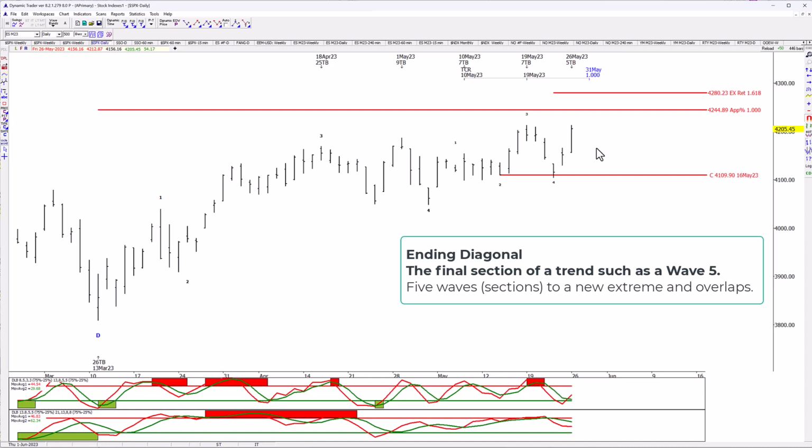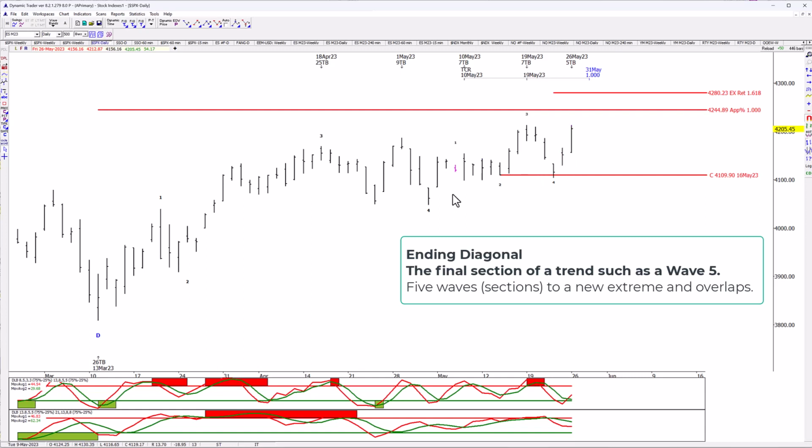What do we mean by ending diagonal? Well, first of all, we emphasize the word ending. Ending means it's the final section in a higher time frame trend. In this case, the final section from the advance from the March low. So we're in a position, or coming into an extreme position, with a really, really high probability pattern position to complete at least the advance from the March low. It's probably a higher time frame advance, but let's just take it one section at a time.